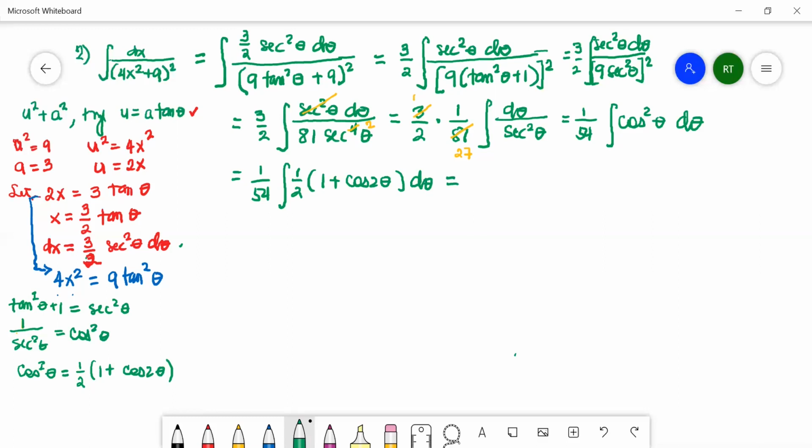And if we express this as a sum of integrals, we have 1 over 54 times 1 over 2, which is 1 over 108, right? So 1 over 108 times the integral of the differential of theta, plus 1 over 108 times the integral of cosine of 2 theta d theta.